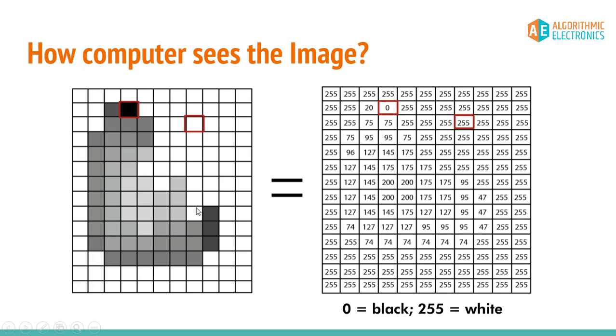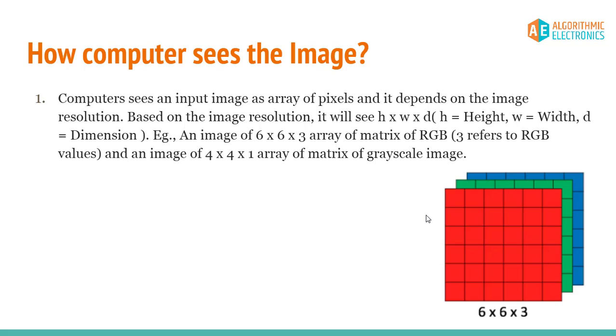As far as the black and white image and the gray level image are concerned, there is only a two-dimensional matrix, but whenever there is a color image, the computer will treat it as a three-dimensional matrix. So let's see that also. Here you can find it. This is the color image having three different planes: red, green, and this is blue. So this is how the image is represented in the computer.